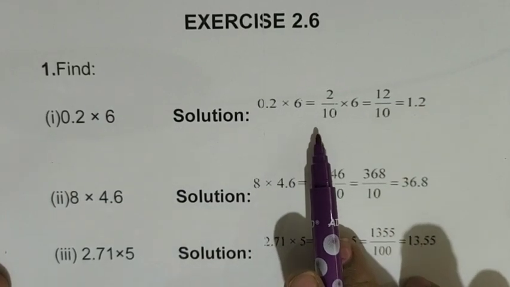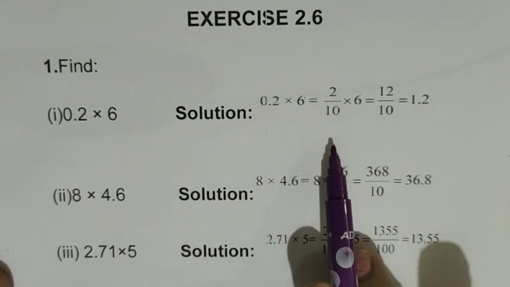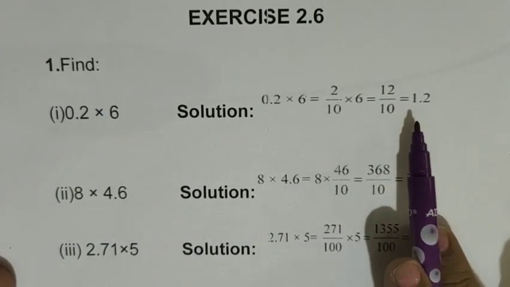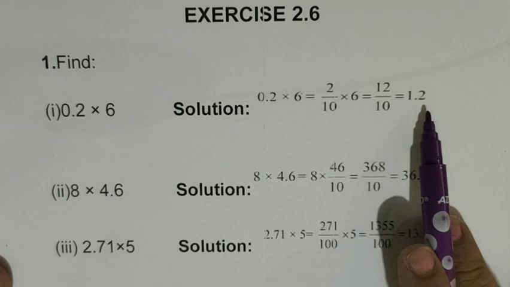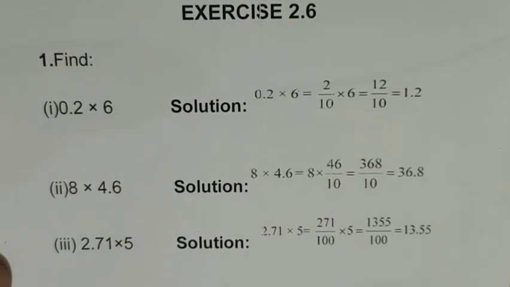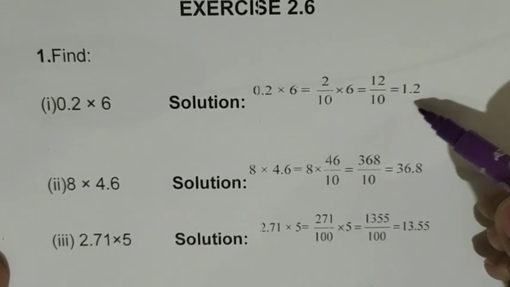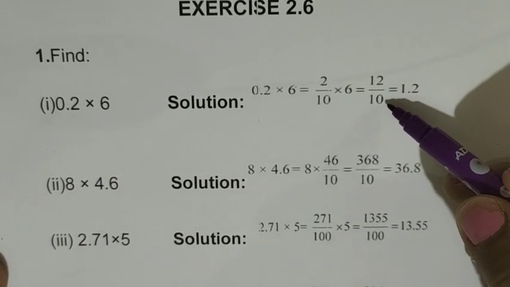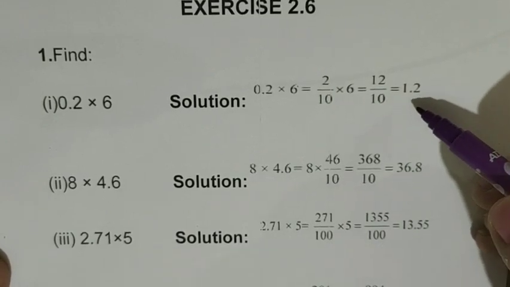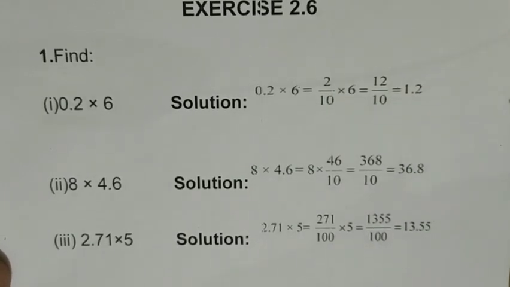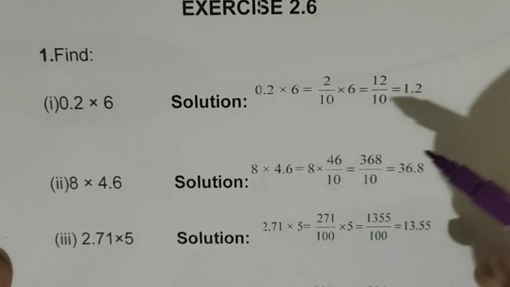So 0.2 can be written as 2 by 10 into 6 equal to 12 by 10. 10 means 1 decimal, so 1.2. So directly we can do 6 into 2 multiplication, then we can divide by 10. According to the number of zeros in the denominator, we can put the decimal. Here 1 zero, so 1 decimal, right? Like that we can do.